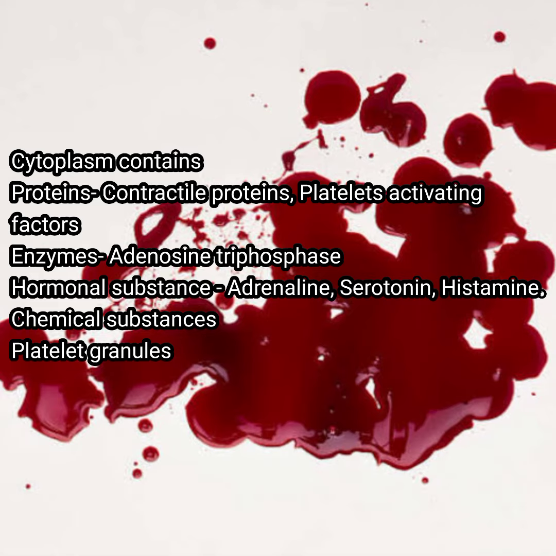The cytoplasm contains proteins, enzymes, hormonal substances, chemical substances, and platelet granules. Proteins contained in cytoplasm include contractile proteins, which help in contraction of the platelets, platelet activating factors, which helps in aggregation of platelets, and some other types of proteins.